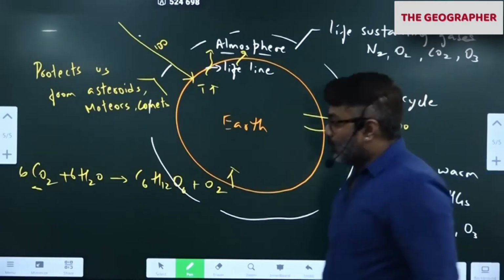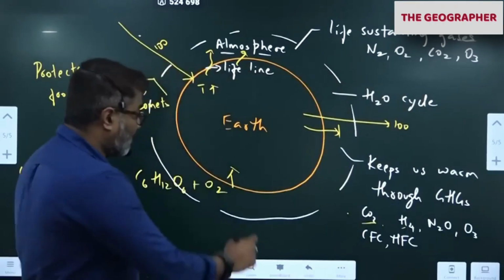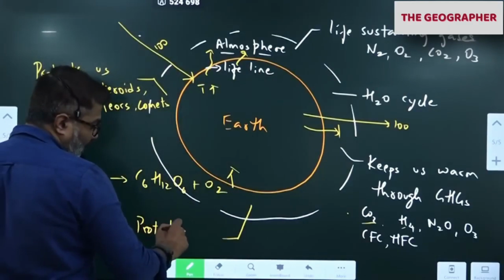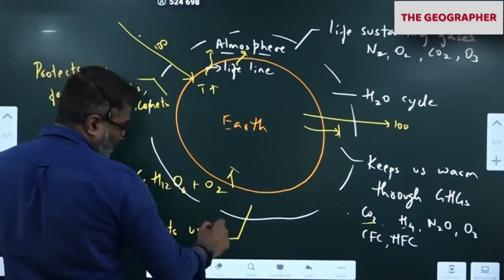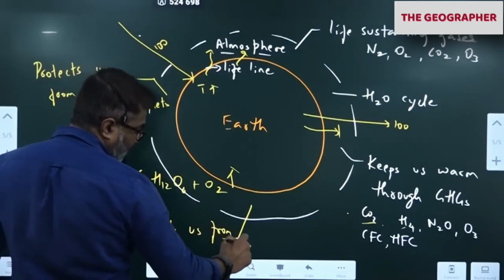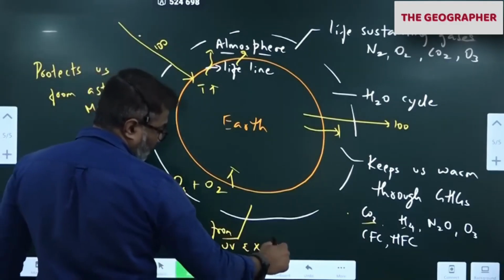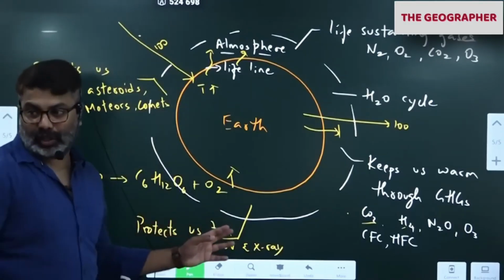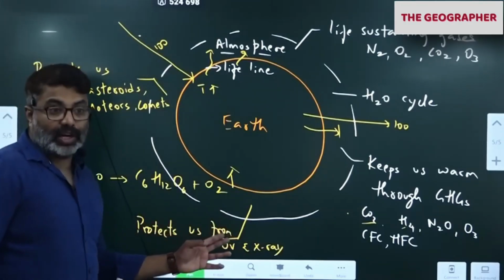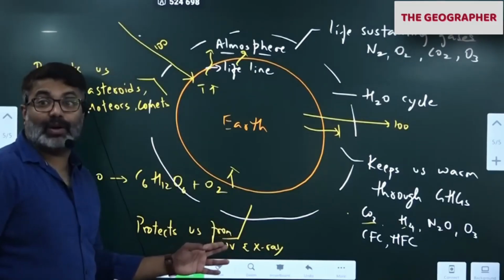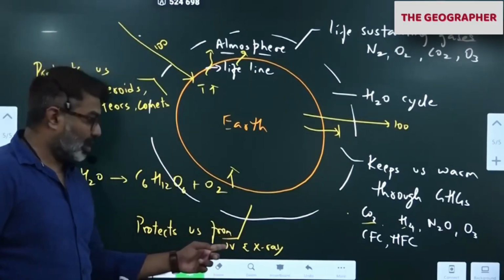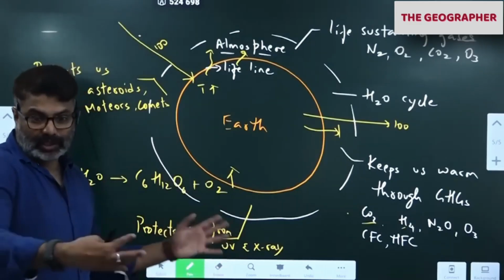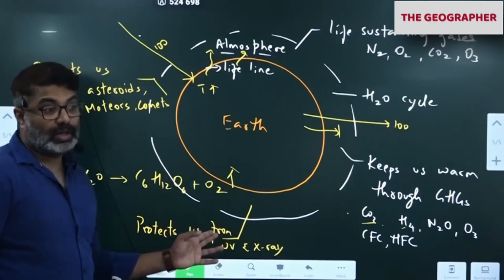Please remember this. Our atmosphere also protects us from harmful rays like UV rays. Ultraviolet rays are very dangerous. It protects us from UV and X-ray. Not all sun radiation is good for us. Certain harmful radiation like X-ray and UV is blocked by our ozone. Especially UV is blocked by the ozone in our atmosphere. As a result, the atmosphere protects us from harmful radiation.